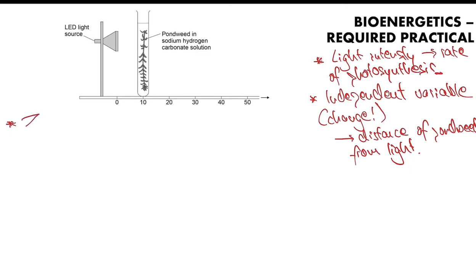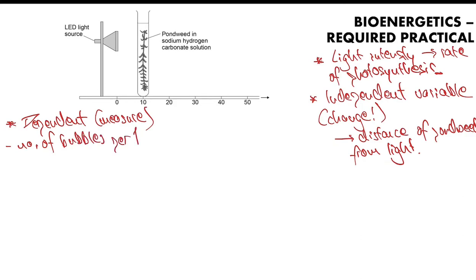Thinking about our other variables, our dependent variable. That is the thing that you measure. And so that is the number of bubbles, usually per 1 minute.